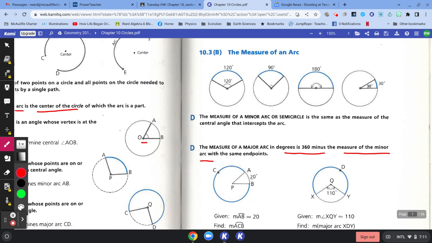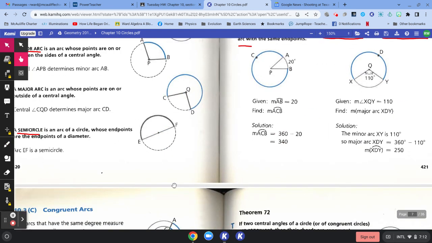Okay, so if this minor arc AB is 20 degrees, the major arc ACB is going to be 360 minus 20, which will be 340. And then you can also work the other way, of course, but let's say we have minor arc 110, we'd subtract 110 from 360 to get arc XDY. 360 minus 110 is going to be 250 degrees. And notice, once again, that is more than 180 degrees for a major arc.